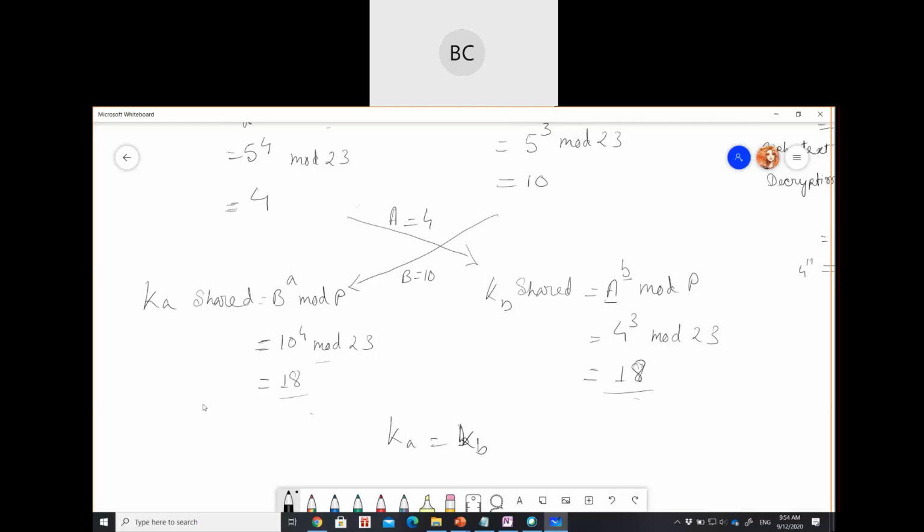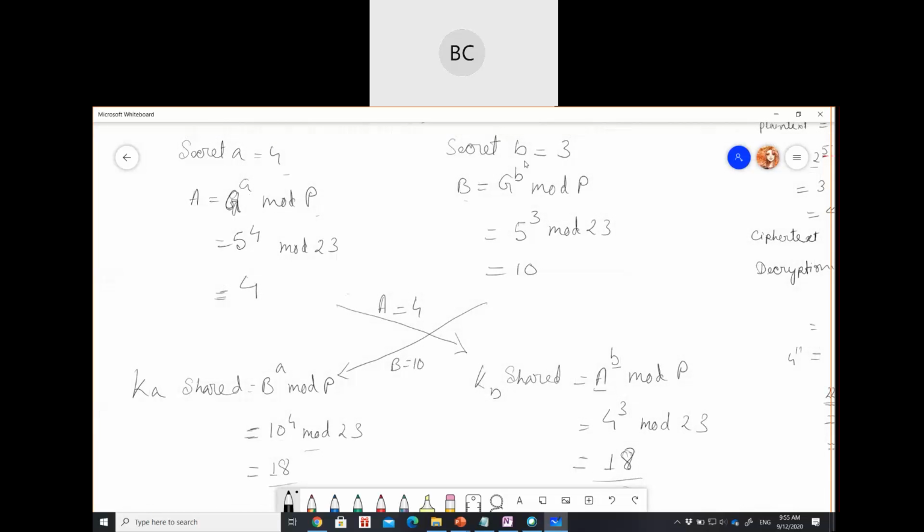Just remember the steps. P and G are available to all. They will have their own keys, A and B, their own secrets. Then they will create a key, exchange the keys, and after exchanging, again create a key, and that key will be the same for both parties. That's how they exchange their keys or shared information.